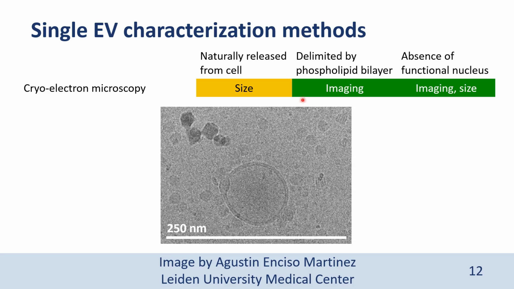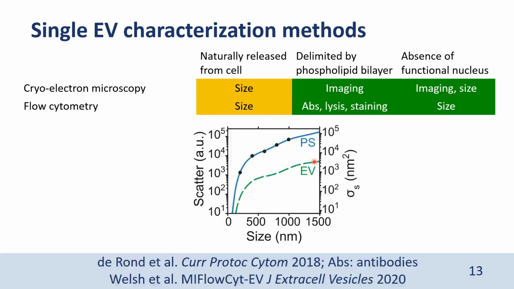Now, I think we can readily say that we are not dealing with cells, at least. So the size is an indirect evidence, could be an EV. With cryo-electron microscopy, you make an image of the bilayer. You can see that clearly here. And due to the size, a nucleus doesn't fit in such a small particle. So you can fairly state we are dealing with vesicles here.